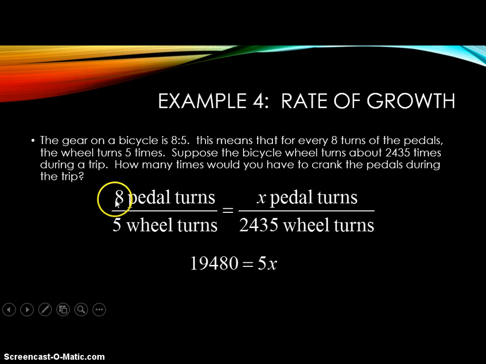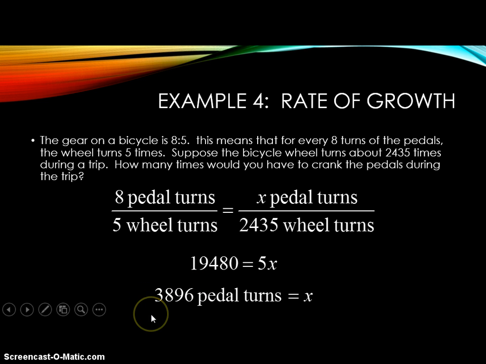So when I cross multiply, 8 times 2,435 is 19,480, and 5 times x is 5x. I divide both sides by 5, and I will get 3,896 pedal turns. Okay, labeled my answer. All right, and I am all set. I've answered that question.